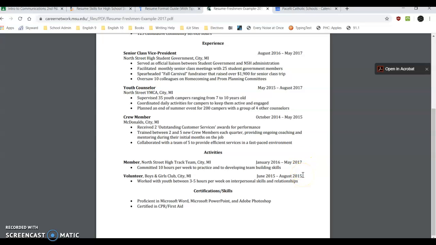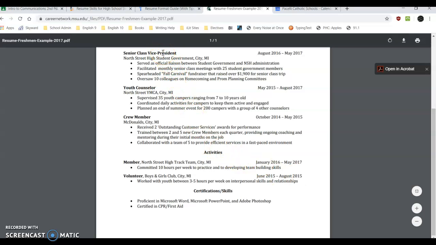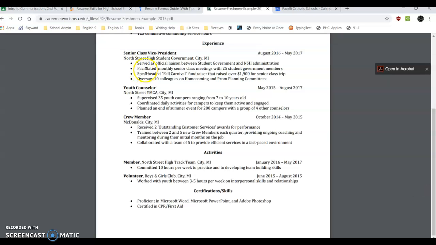So if you remember nothing else, have clear headers, bolded or different colored or set apart headers, locations, months and days, and bullet points with past tense verbs, okay?